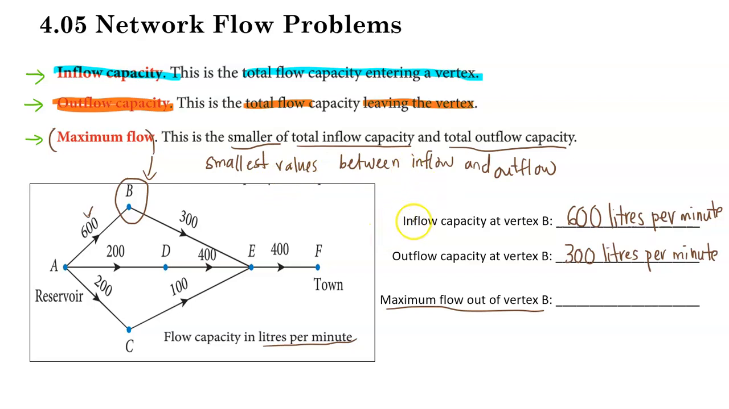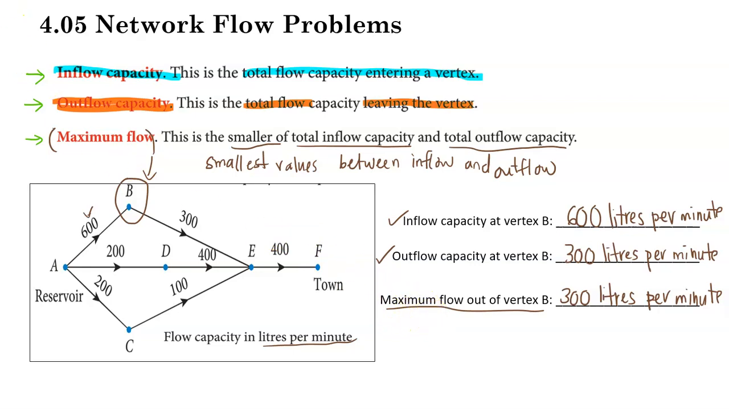So look at the inflow. Inflow for B, you have 600. Outflow, you have 300. That means this B can only take in 300 liter per minute. That's why you need to choose the minimum value, because capacity means the maximum capacity. Even though I say I can enter 600, I can only come out 300. So my maximum flow for B will be 300.